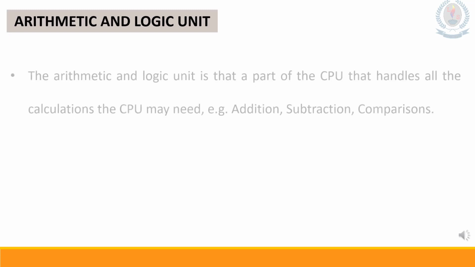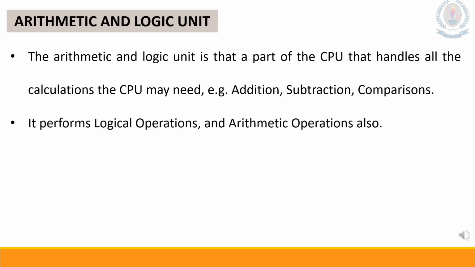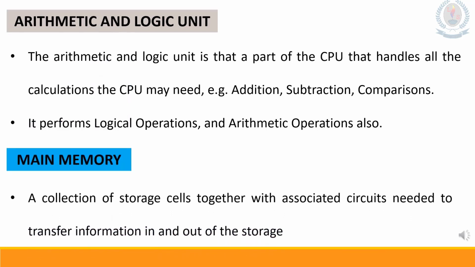The next component is the arithmetic and logic unit. The arithmetic and logic unit is a part of the CPU that handles all the calculations the CPU may need, for example, addition, subtraction, and comparisons. It performs logical and arithmetic operations also. Main memory is another important component. Main memory is a collection of storage cells together with associated circuits needed to transfer information in and out of the storage.